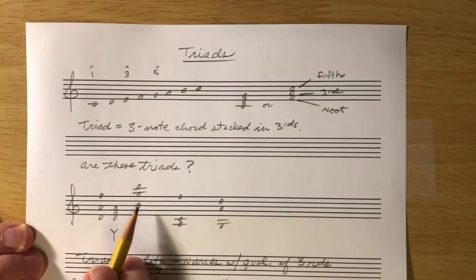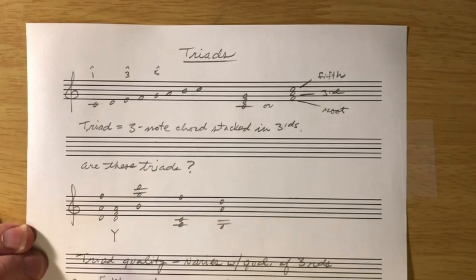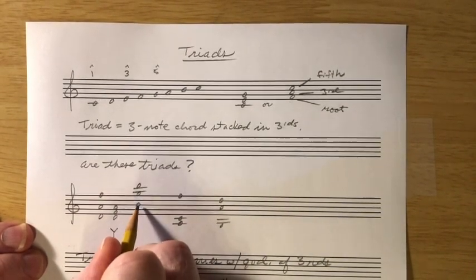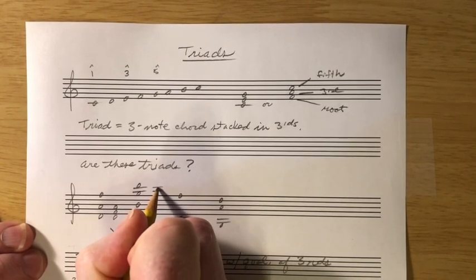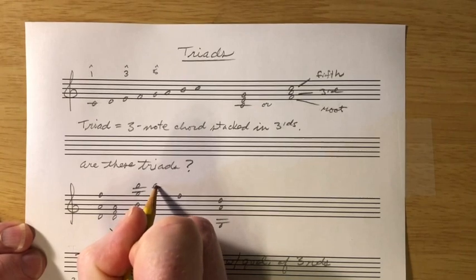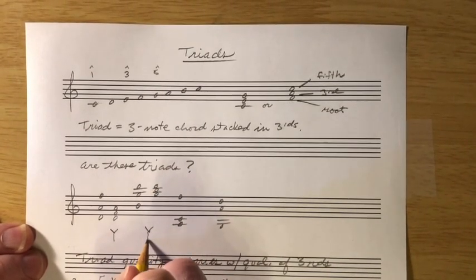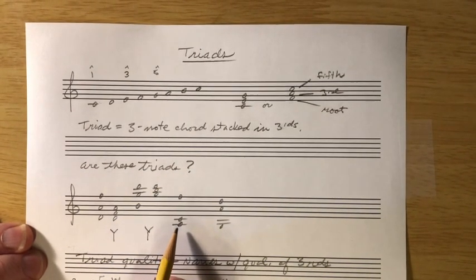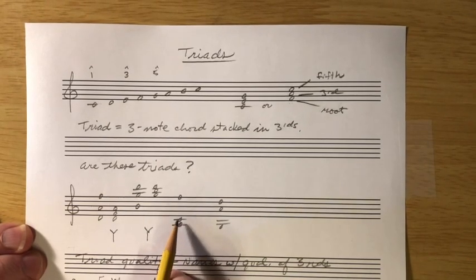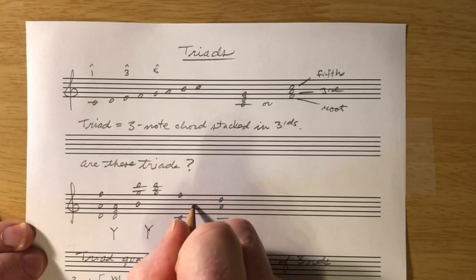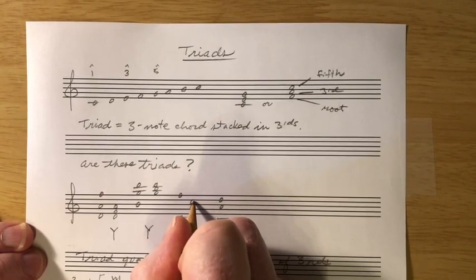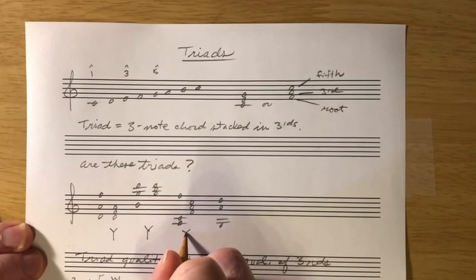How about this one? We have a B, a G, and a D. Is that a triad? Well, if we bring the B up an octave, that will fit in between the other two notes, and we can see that that's a triad. How about this one? There's a C, and an F, and we'll move all of them into the staff. We get FAC, so this one is a triad.